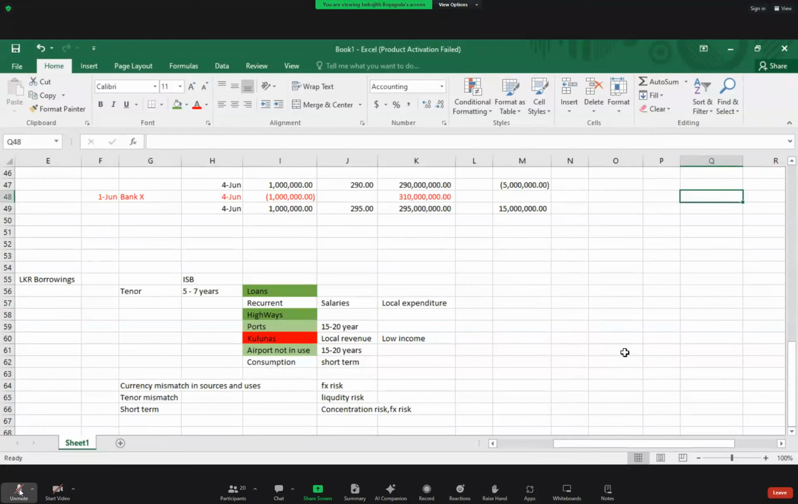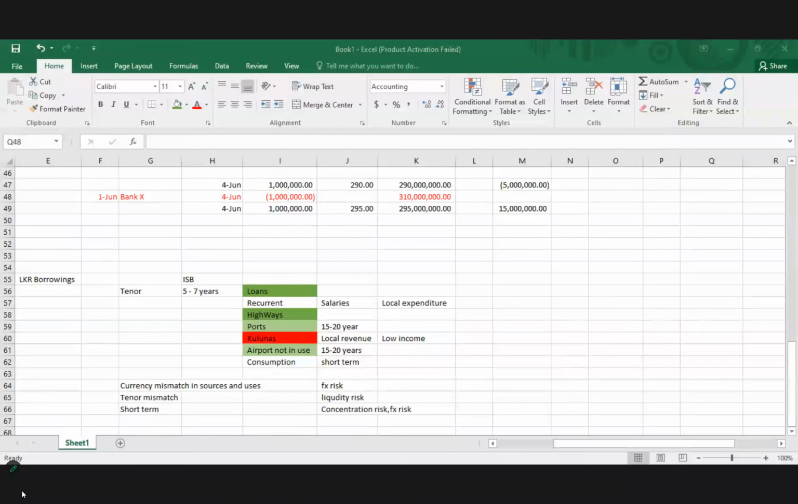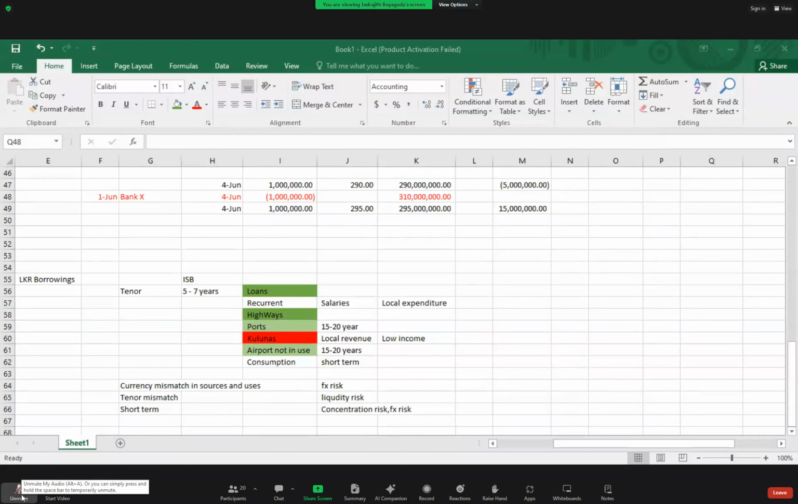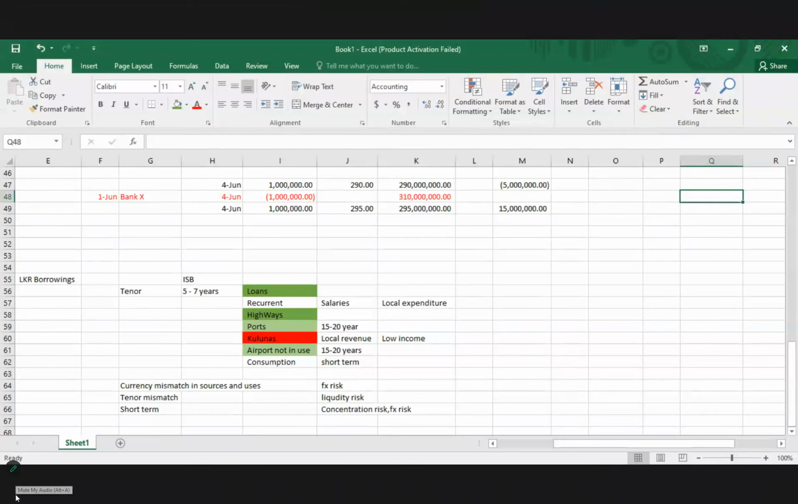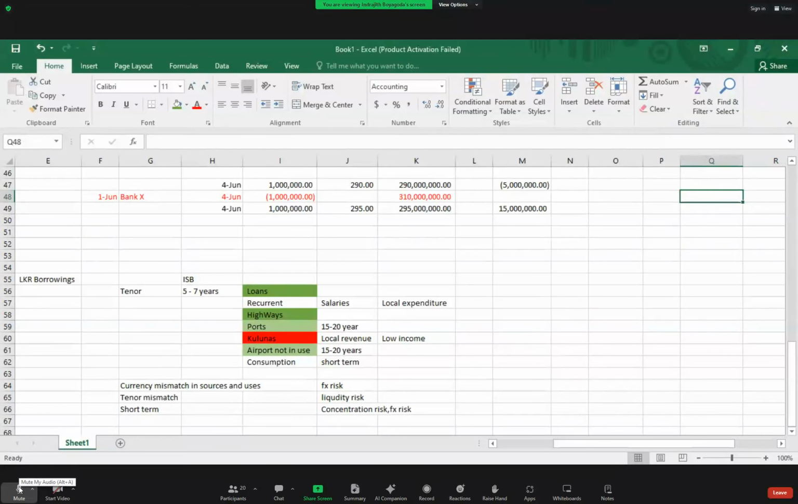Okay. So that's basically it on risk management. Now I think we are ready to go into another topic, which is balance of payments. So we'll do that from next week onwards. Anything you want a clarification on? Any questions? No?